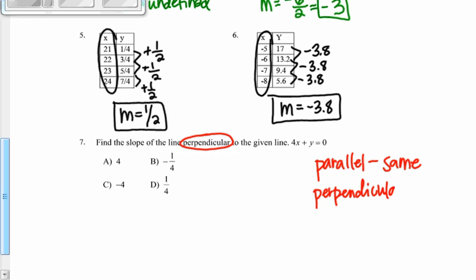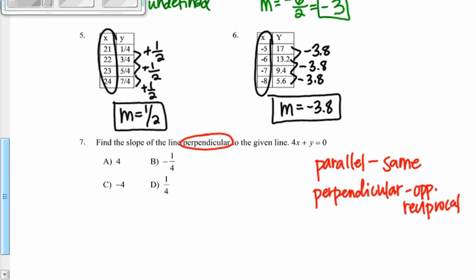So perpendicular lines have what we call opposite reciprocal slopes. Opposite just means you change the sign. If it was positive, you make it negative. If it was negative, you make it positive. Reciprocal means that you flip the fraction. So the very first thing we have to do to answer this question is we've got to know what the slope is.